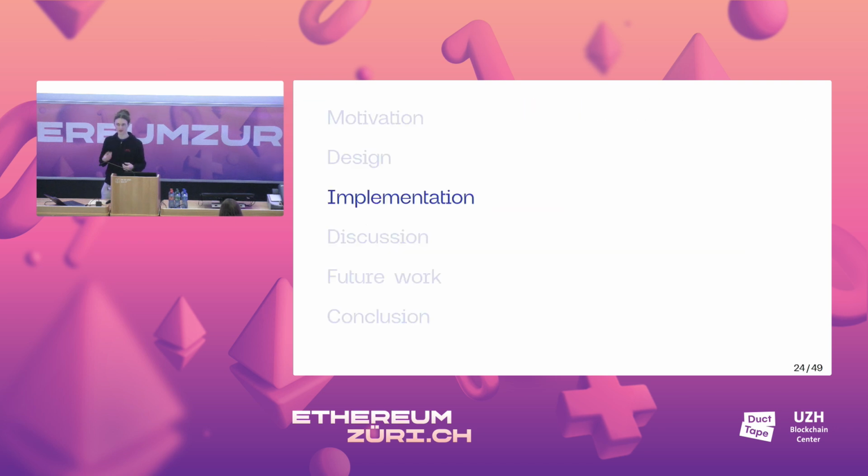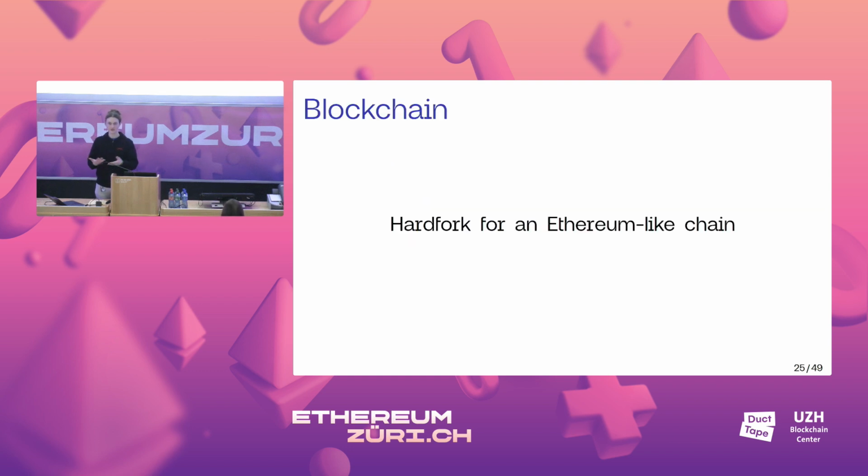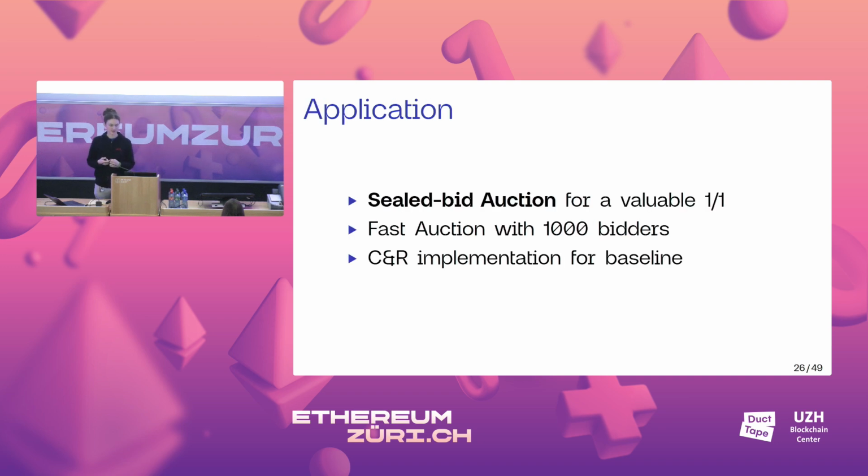Now, talking a little bit about the implementation, what we did is we took an Ethereum blockchain, we took Go Ethereum, and we added functionality for a potential hard fork that would add the new rules and the new functionality. The application that we run is a sealed bid auction for one NFT, and we want to simulate at least 1,000 bidders to show that it scales. And it's a quick auction because we have to be within the execution delay that we added. And we also have a smart contract implementation of a commit and reveal auction to get a baseline.